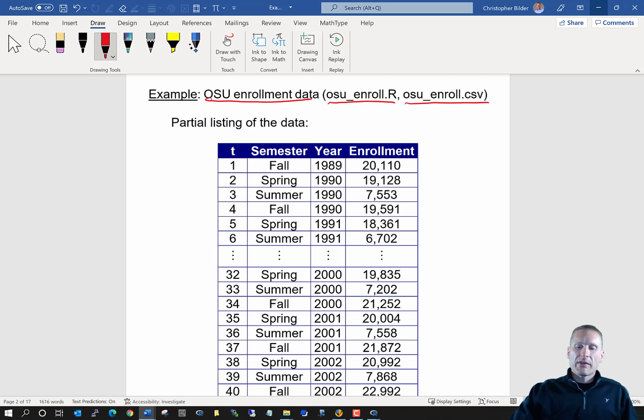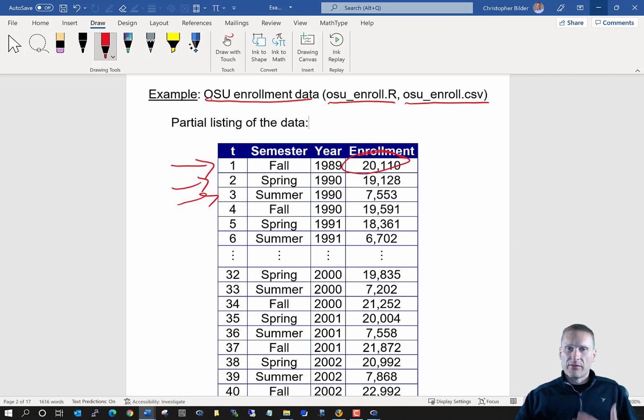And so here's what the data looks like. So they went back to fall 1989. OSU, Oklahoma State University, had an enrollment of 20,110. In the spring semester, in 1990, they had an enrollment of 19,128. It's not unusual to have a little bit lower enrollment in a spring semester because you have some students who graduate at the end of the fall, and you typically do not have any, or not many students start brand new in the spring. Then the summer 1990 enrollment was 7,553.